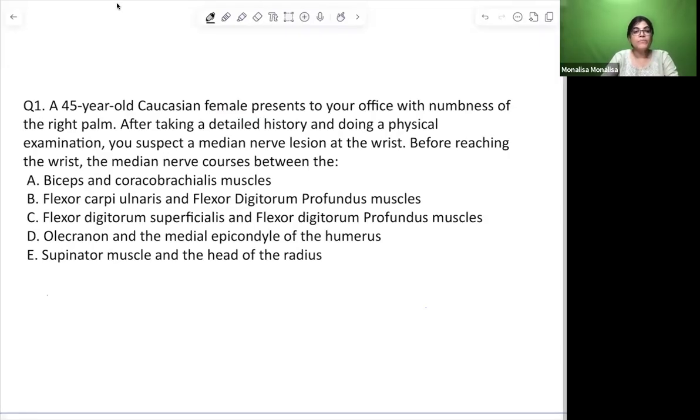We are talking about the median nerve. Students are telling C: flexor digitorum superficialis and flexor digitorum profundus. Absolutely correct answer. Yes, all of you are right.